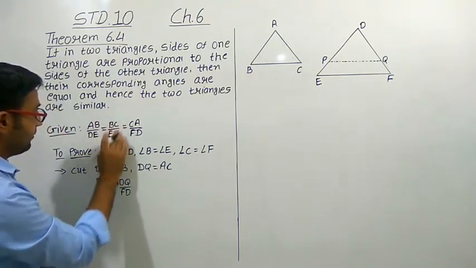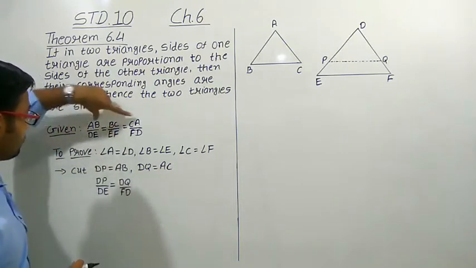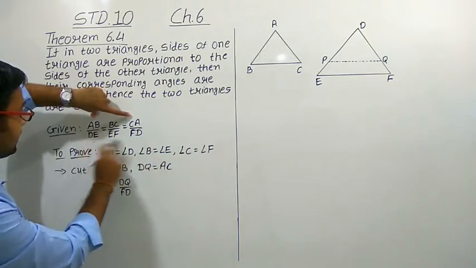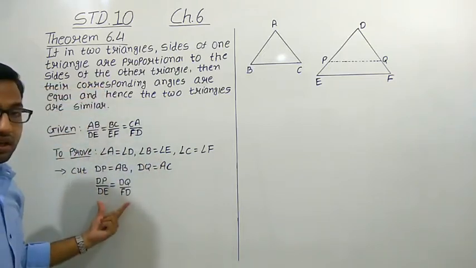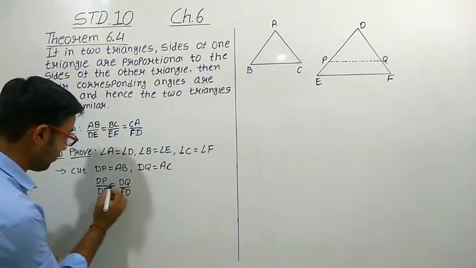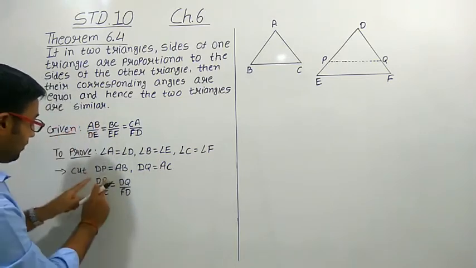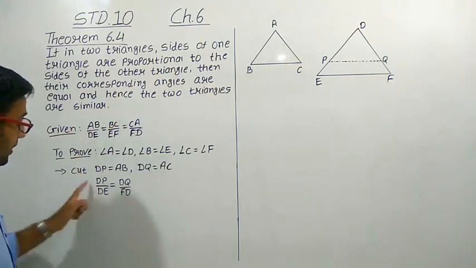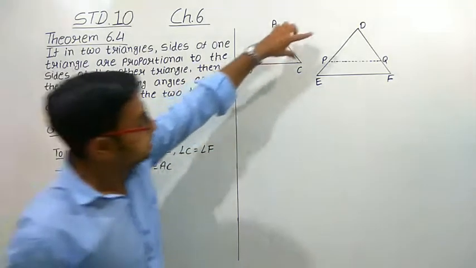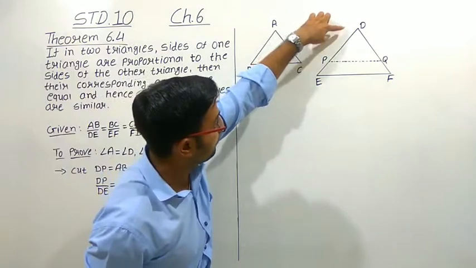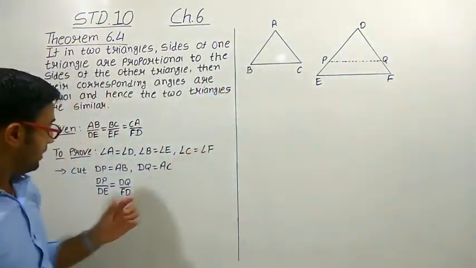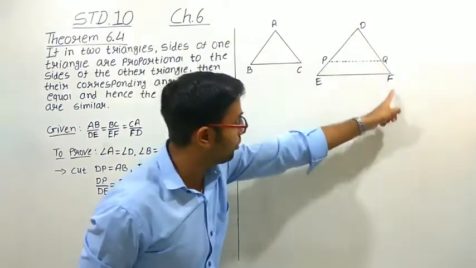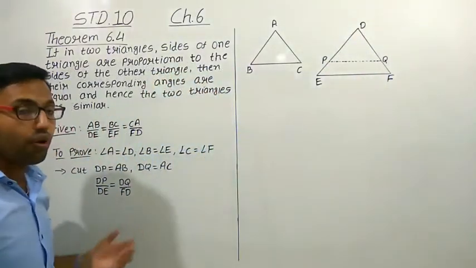This criteria currently we are not considering. Right? Only these two ratios we are considering. As all the three are equal, we can take any two. So instead of AB we write DP, and instead of CA we write DQ. Now see, what is this? DP upon DE, that is this side DP upon the whole side DE is equal to DQ portion upon the whole side DF.